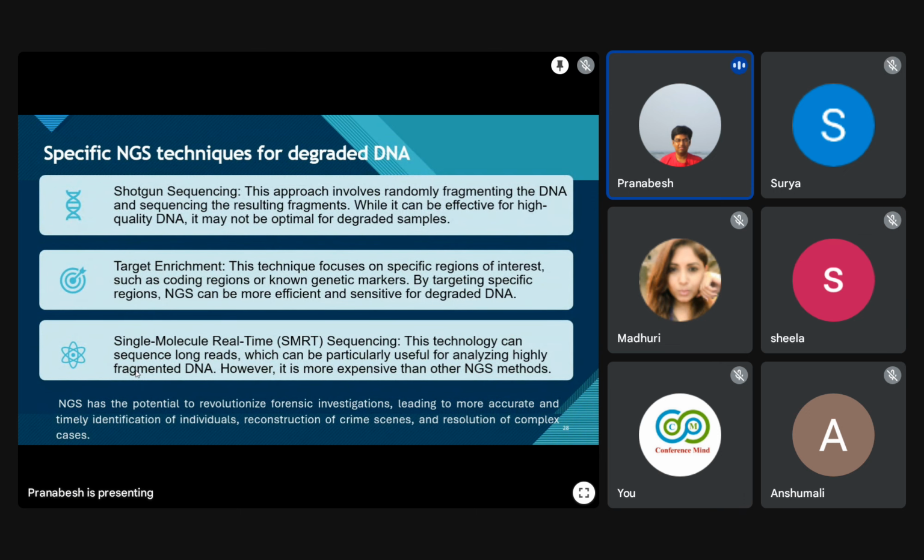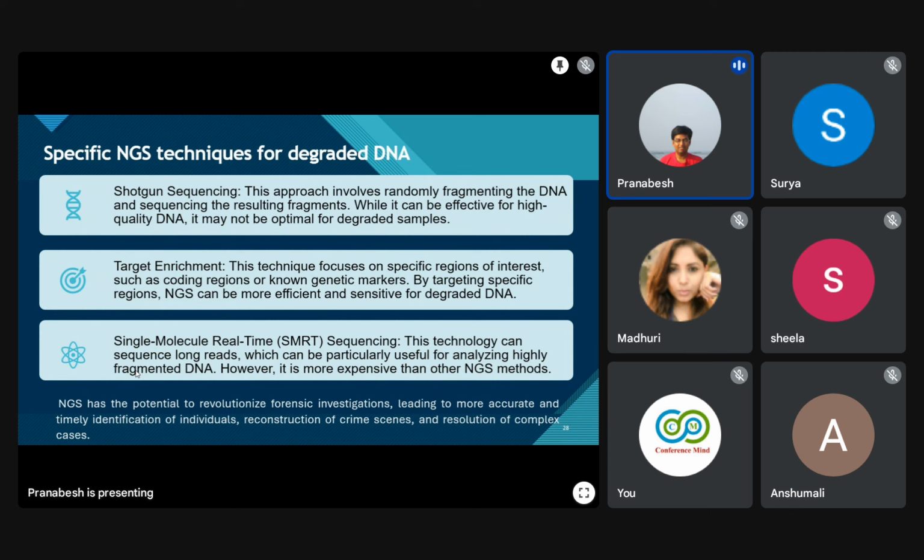So there are some specific NGS techniques which are used for degraded DNA. One is shotgun sequencing. This approach involves randomly fragmenting the DNA and sequencing the resulting fragments. While it can be effective for high quality DNA, it may not be optimal for degraded samples.